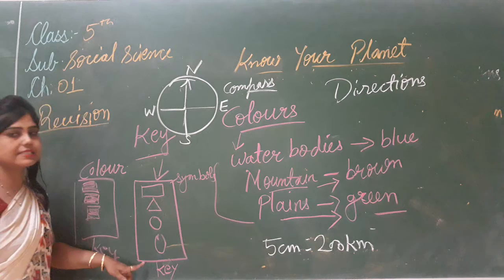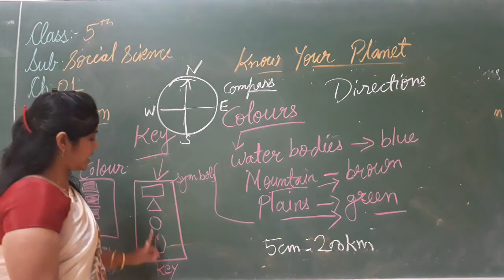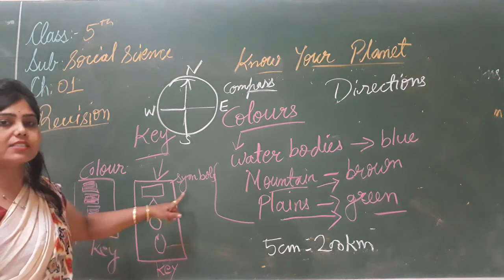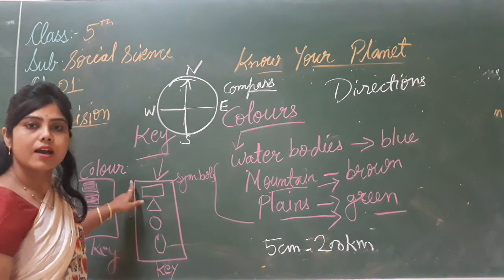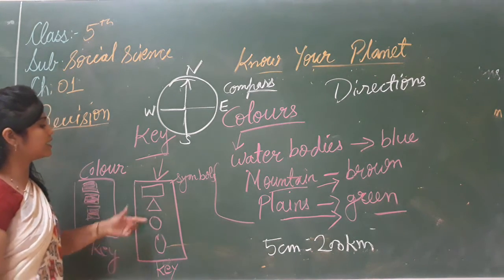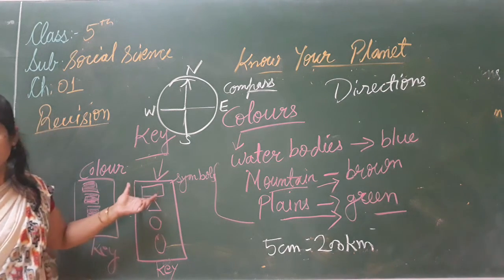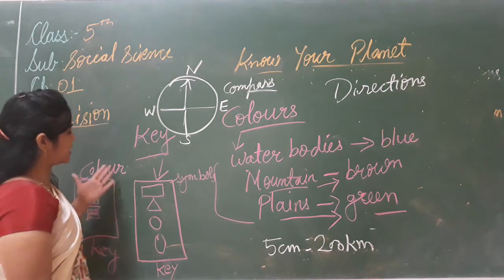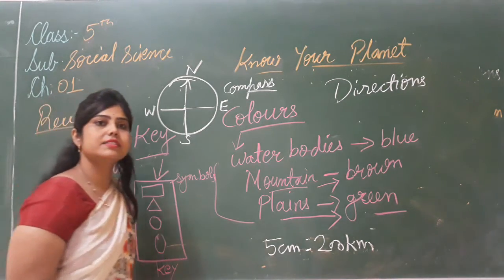And the last one is the key. In each and every map there is a key that represents the symbols and the colors. जो किसको represent करती है? Symbols को और color को. It helps us to understand the color scheme and the symbols.